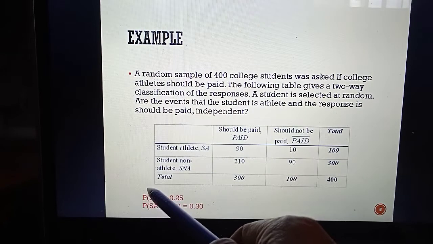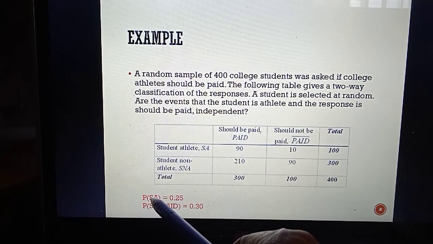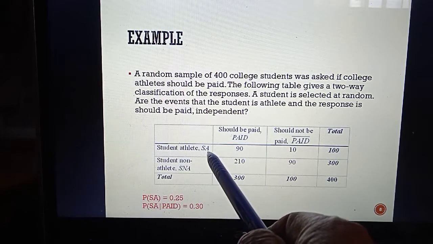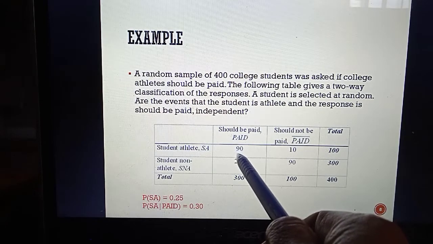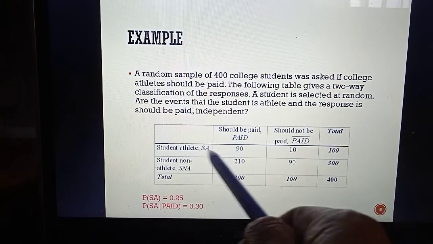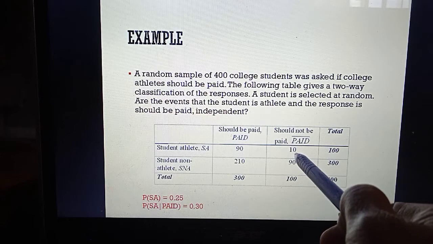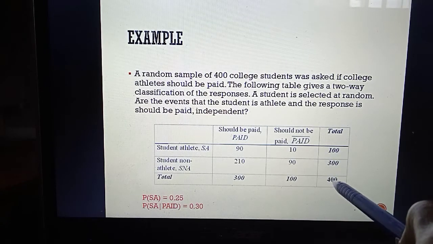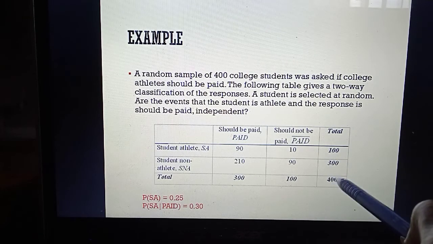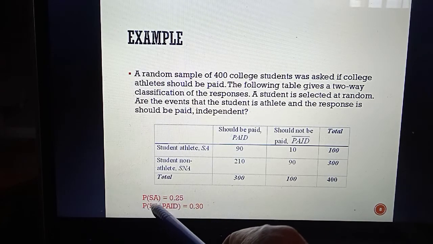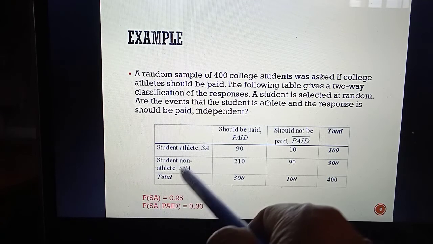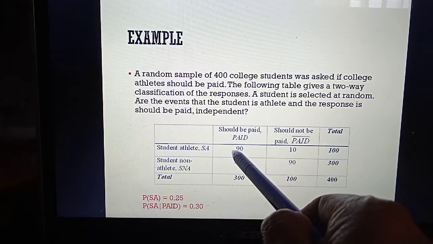Okay, now take a look at P, probability student is athlete. Probability student is athlete is 90 plus 10, which is 100. Okay, 100 over the total of 400 students. So 100 over 400, the probability student is athlete, is 0.25. Okay, now probability student is athlete given paid. Student athlete is 90.